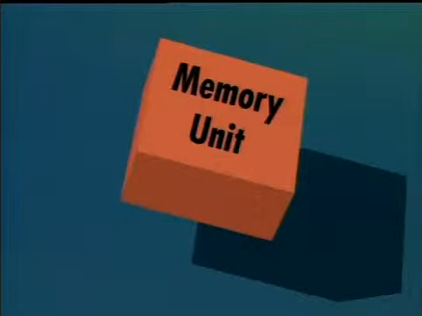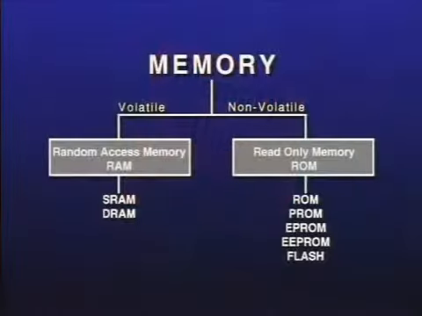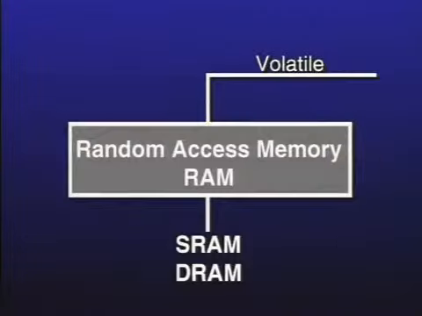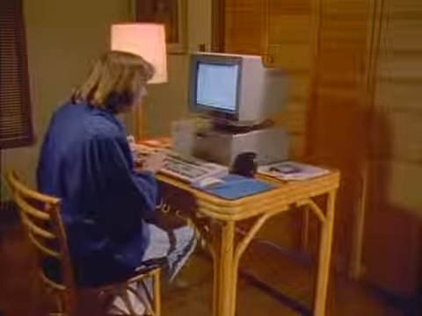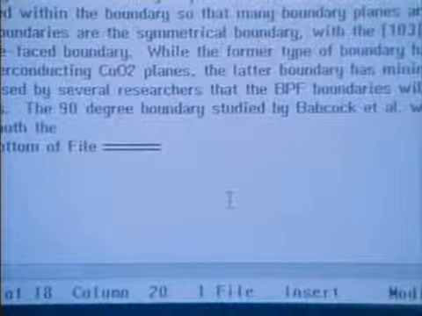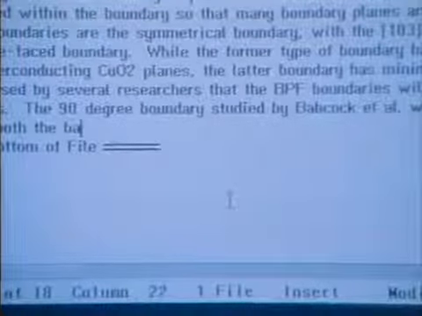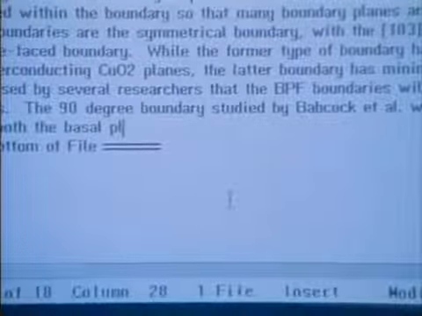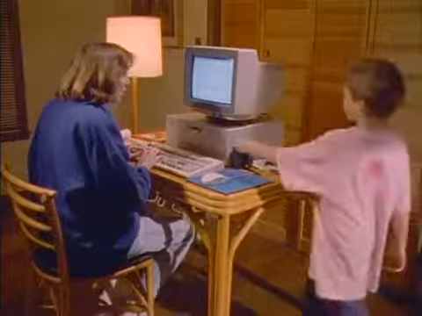In semiconductor memory, there are 2 principal types of circuits. Random access memory stores data that can be easily erased or updated. Known as volatile memory, the data is stored only as long as the current stays on.